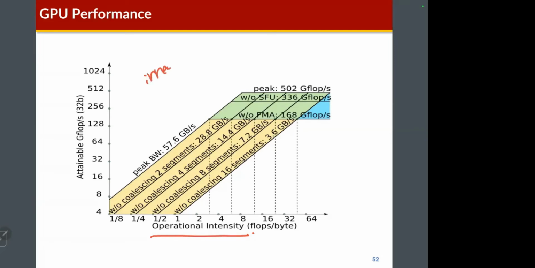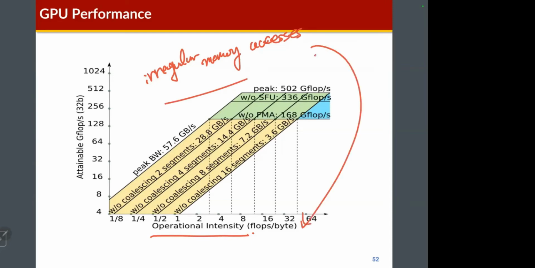Irregular memory accesses cannot be represented using this operational intensity. Right? So think like this. We can just access A[i] = B[i] + C[i].